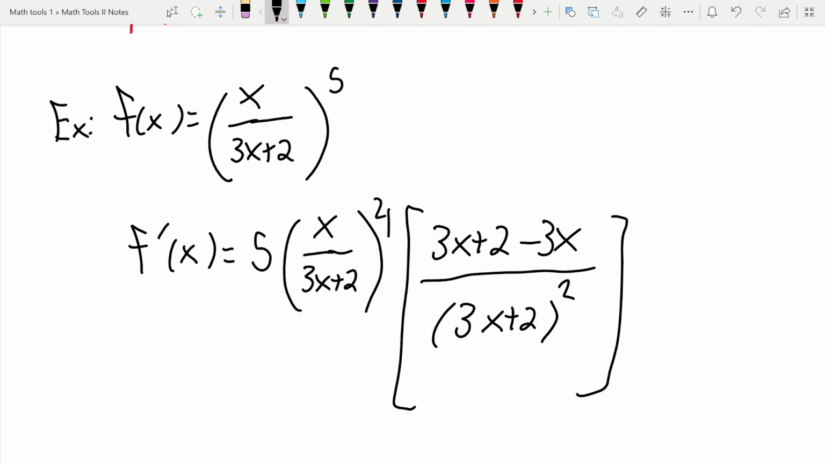Okay, and then you can cancel these out. So there's different ways you could simplify this one. But, you know, the point is that we had to use the quotient rule in addition to the chain rule here.